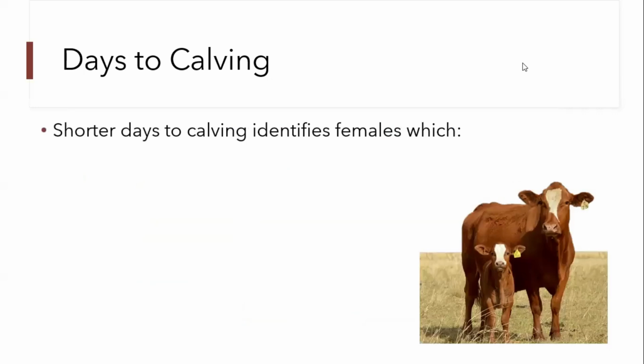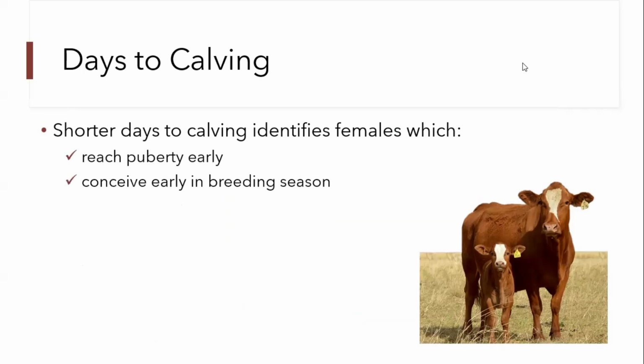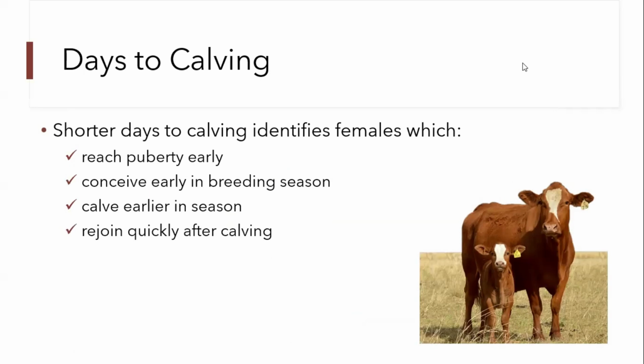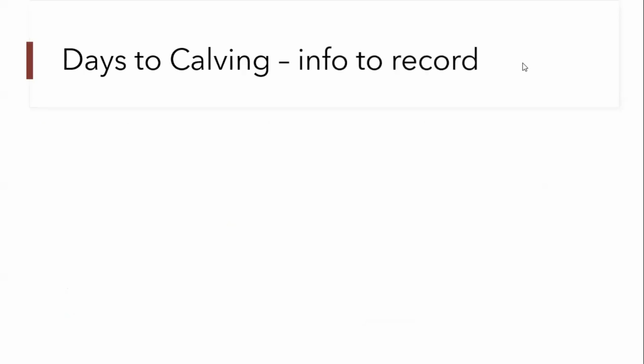So shorter days to calving is normally favorable, and it identifies females which reach puberty early, conceive early in the breeding season, calve early in the season, rejoin quickly after calving, and deliver a calf after a short gestation. So what information do we record with days to calving?